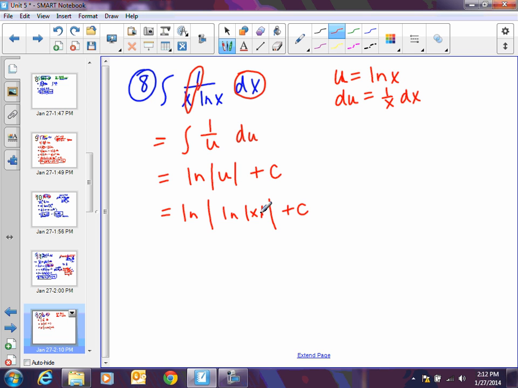Well, there's a reason why there's a natural log of natural log. There are times, but we're really not ready for that even. We need to practice these skills first. Okay?